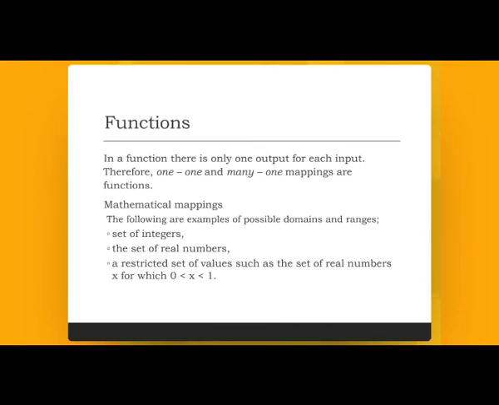Functions. In a function, there is only one output for each input. Therefore, 1-1 and many-1 mappings are functions. Mathematical mappings. The following are examples of possible domains and ranges. Sets of integers. The set of real numbers. A restricted set of values, such as the set of real numbers x for which x is greater than 0 but less than 1.